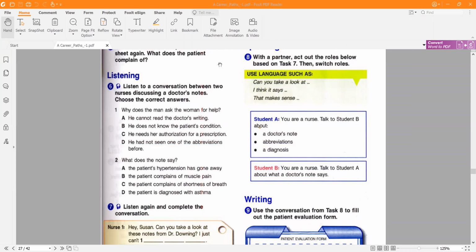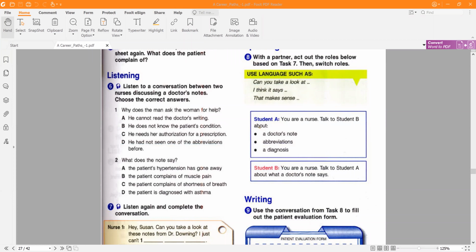Exercises 6 and 7, page 25. Hey, Susan, can you take a look at these notes from Dr. Downing? I just can't read his writing. It is pretty messy sometimes. Let's see. Look, is this C-O or O-E? It's hard to tell, but I think it says patient C/O SOB. Ah, that makes sense. I can see it now. And this is the diagnosis here. Yes, it says DX-HTN. So the patient has hypertension. That's right.